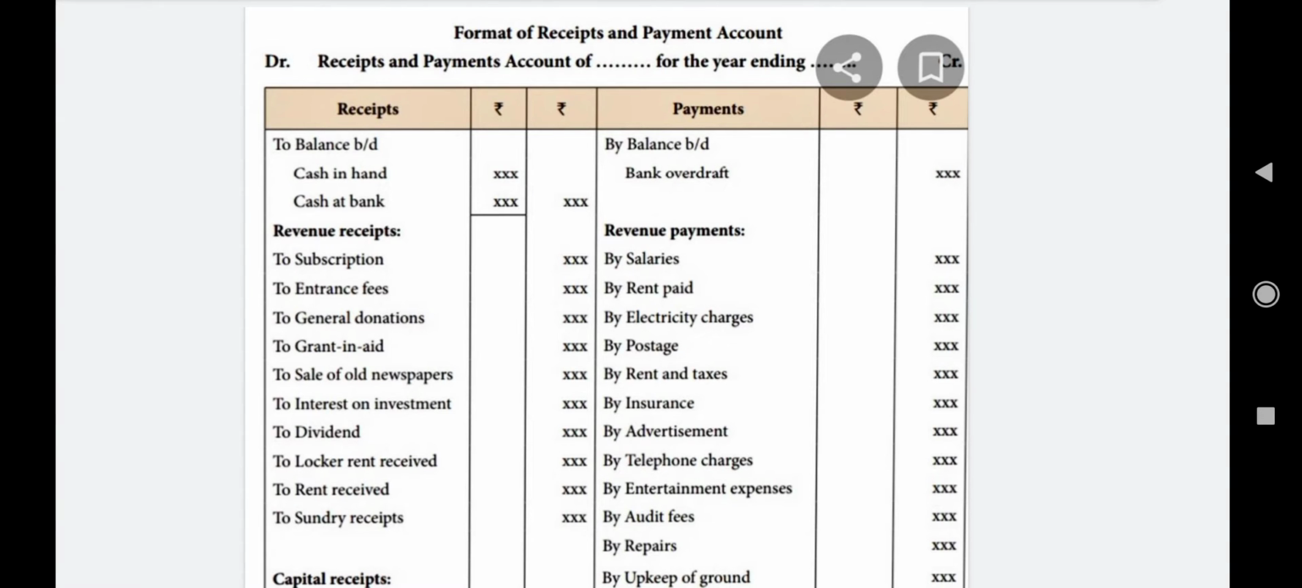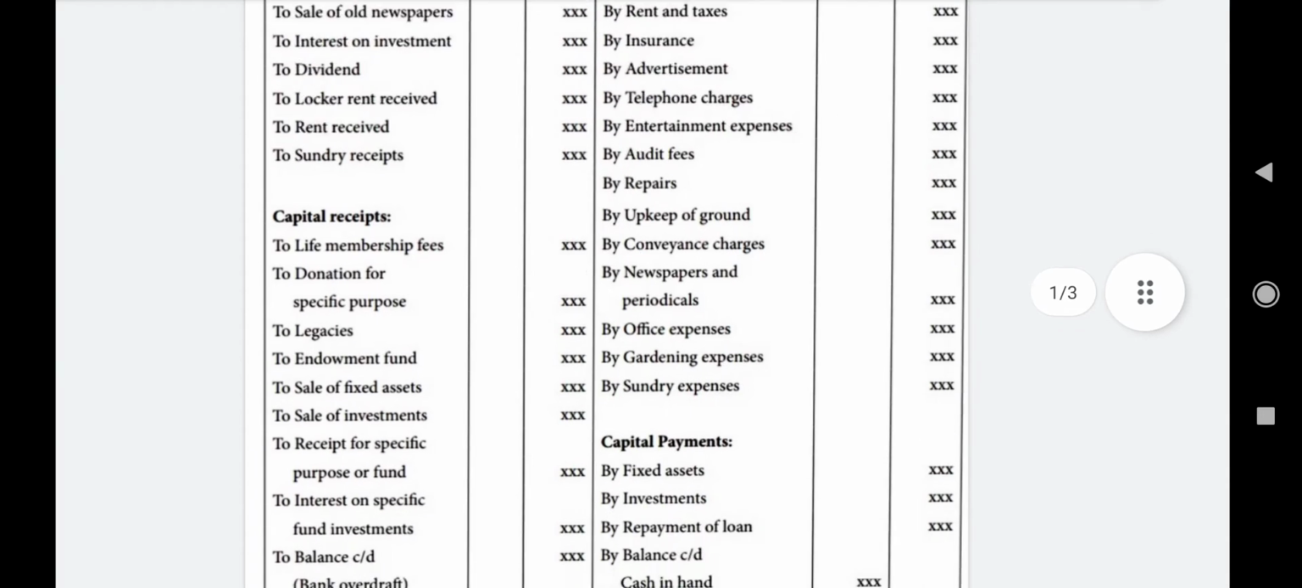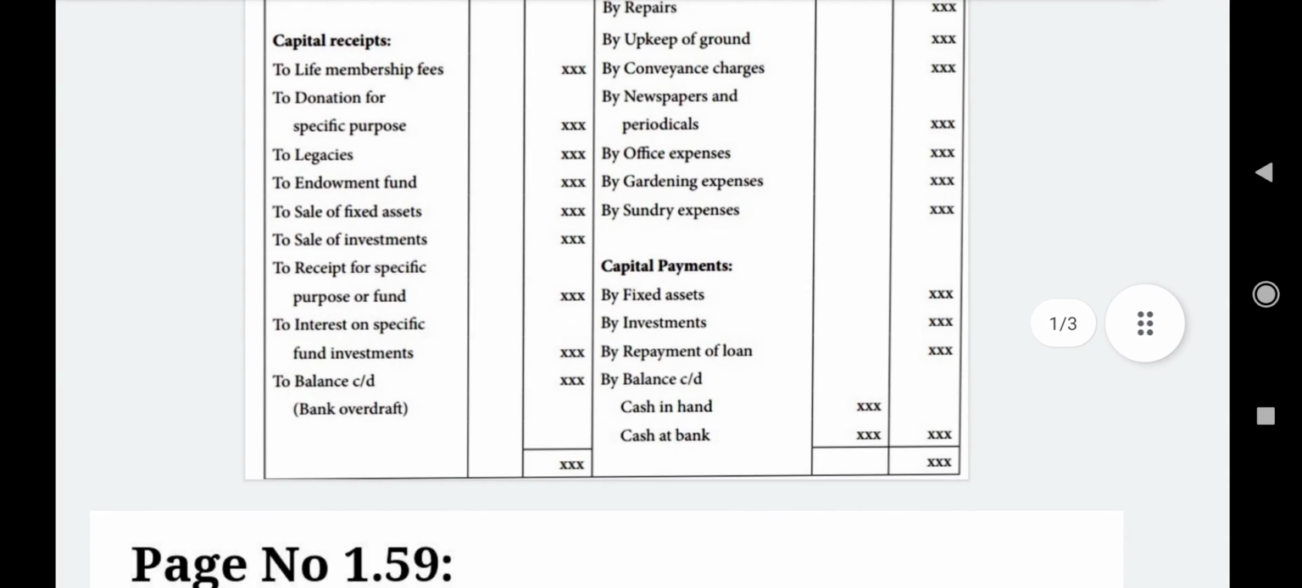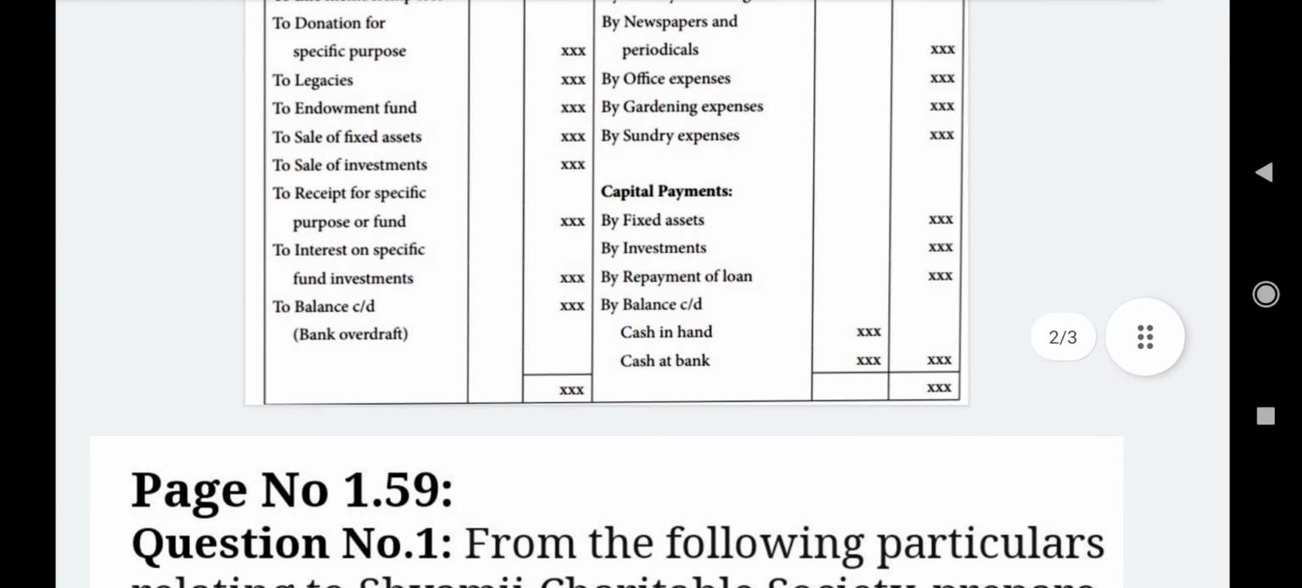Then you will go with the capital receipts. In capital receipts, you have the life membership fees, the donation for a specific purpose, the legacies, the endowment fund, the sale of fixed assets, the sale of investment, the receipt for a specific purpose or fund, and the interest on a specific fund investment. Then you go with that.